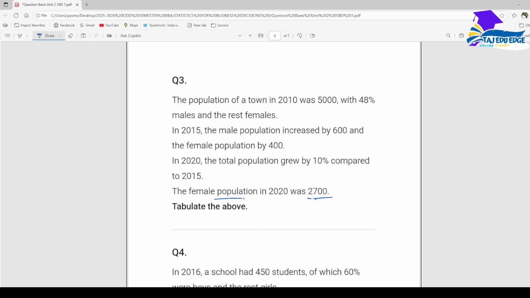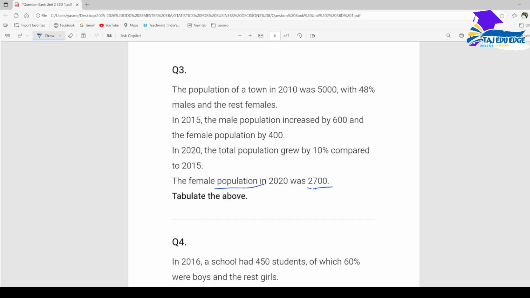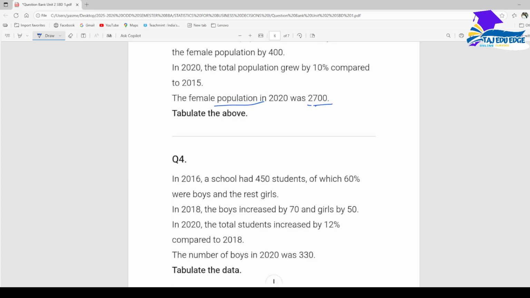So once you get the 2700 female and you have a total population, you can find out the male population and later put it in a table. So that is about question number 3. And the question number 4.